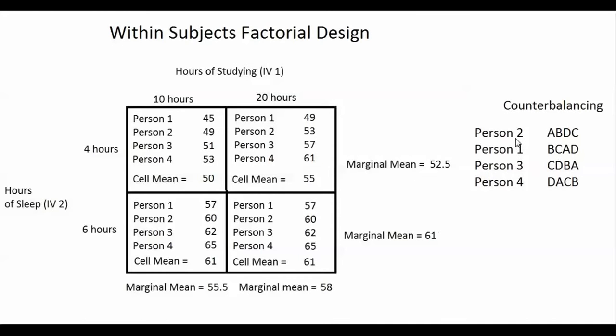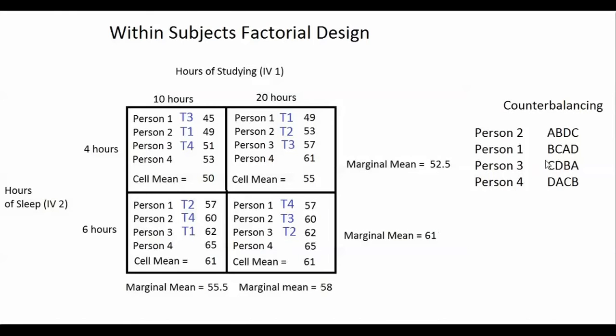So person 2 was assigned to the A, B, D, C order, which means that person 2 will get condition A at time 1, which is this cell, condition B at time 2, which is this cell, D at time 3, which is here, and C at time 4, which is here. I assigned person 1 to B, C, A, D, which means that person 1 will get condition B at time 1, C at time 2, which is right here, A at time 3, which is right here, and D at time 4, which is right here.